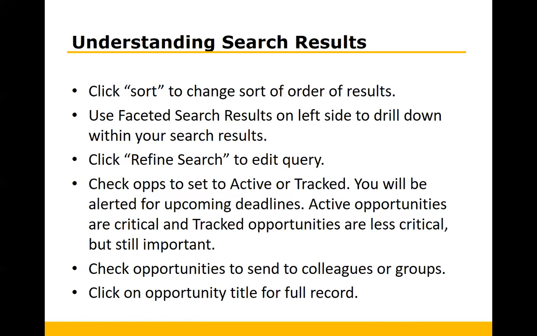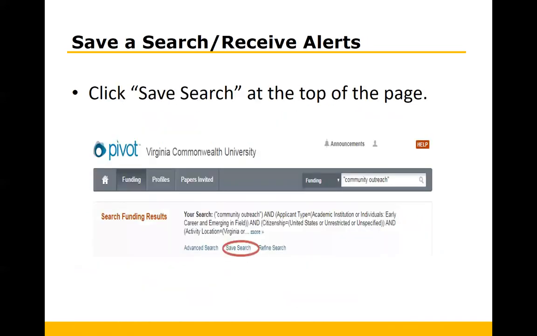You want to check the opportunities because you can send them to your colleagues or groups. So if you are working with a group of different colleagues and you find a funding opportunity that you like, you can email that to them. And then you click on the opportunity for the full record that will take you back to the NIH, usually the program announcement. It will take you to the foundation website if it's a foundation. So that takes you to the original funding opportunity, not just the record that's in Pivot. If you just click on that, it will take you to the larger one.